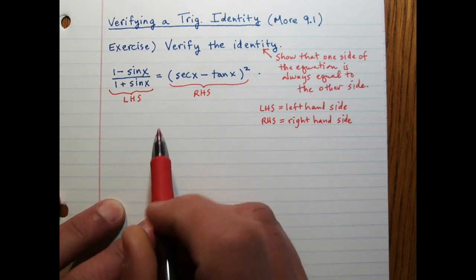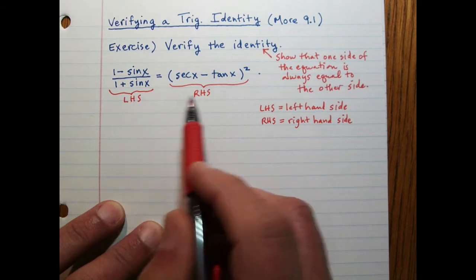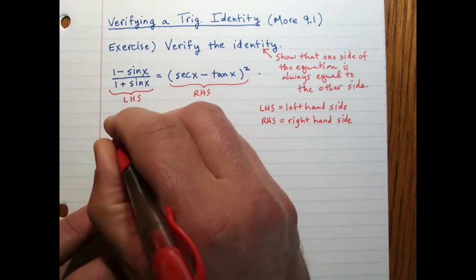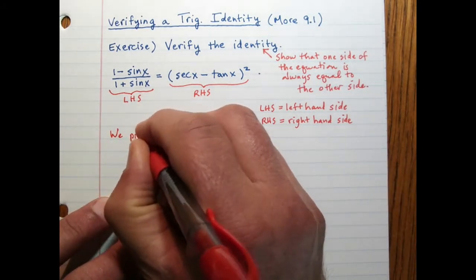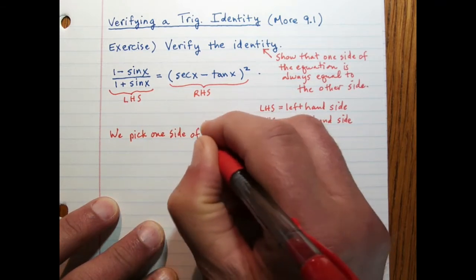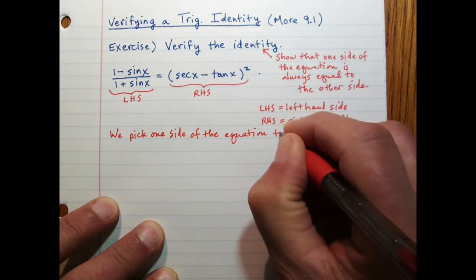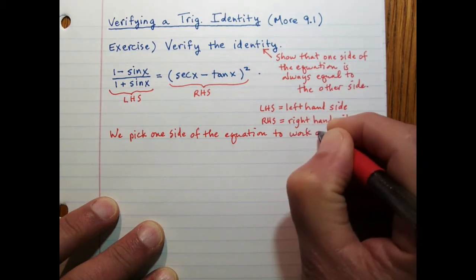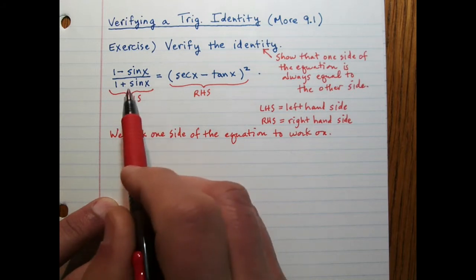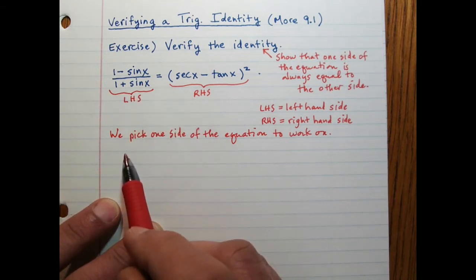When we're verifying a trig identity, what we have to do to get started is choose one of these two sides of the equation to work on. So we pick one side of the equation to work on. And now how do we do that? Well, sometimes you can start with either side. Sometimes one side is easier than the other.